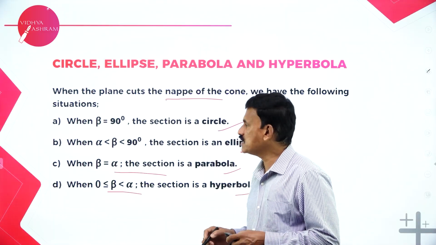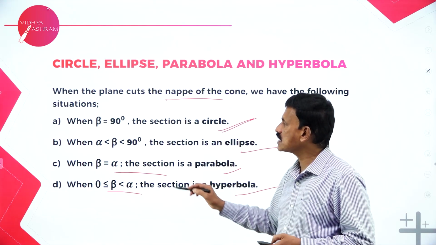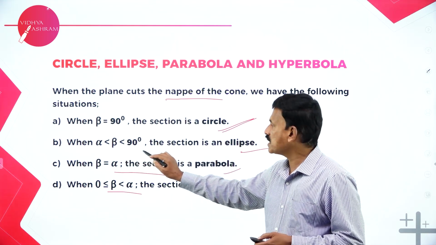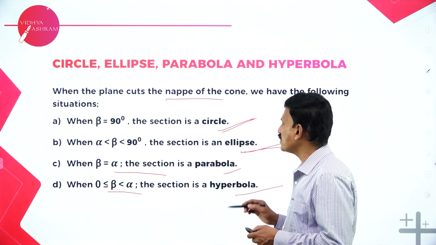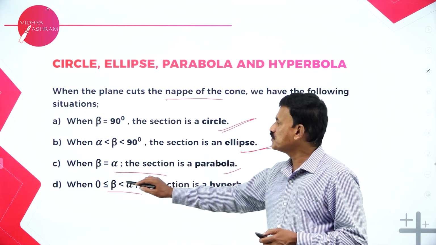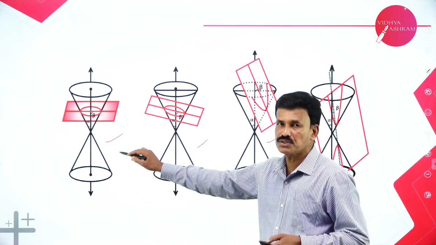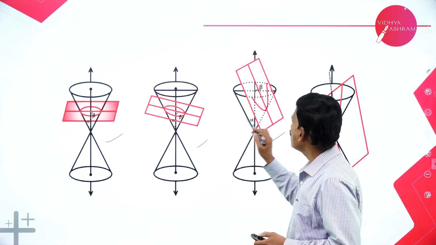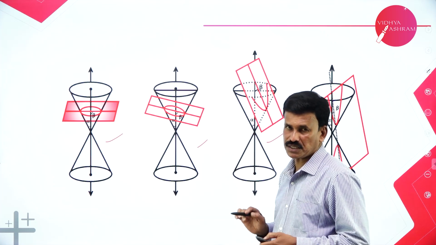Depending upon the following condition, when beta is equal to 90 degrees, the section is called a circle. If beta is in between alpha and 90 degrees, the section is called an ellipse. If beta is equal to alpha, then the section is a parabola. If 0 is less than or equal to beta, less than alpha, then the section we get is called a hyperbola. So this is circle, ellipse, parabola and hyperbola depending upon the value of beta, right?